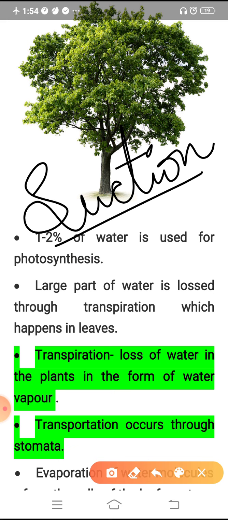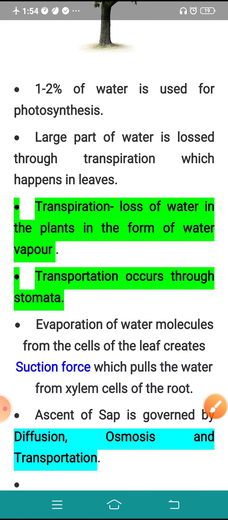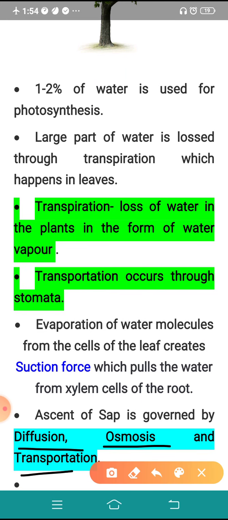What is ascent of sap now? It is the movement of water from roots to different parts of the plant. It is being supported by the suction force. It enables the water to move in the upward direction against the force of gravity, because force of gravity means things have to move downwards. So here the suction force is against the force of gravity. We can say that the ascent of sap is largely governed by physical processes. Which are the physical processes? Diffusion, osmosis and transpiration.